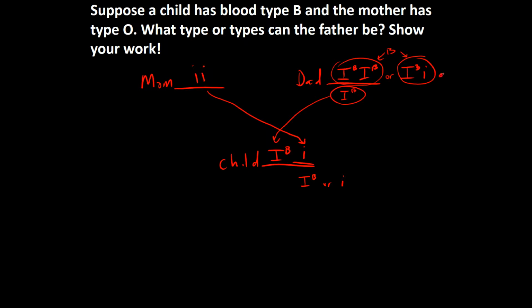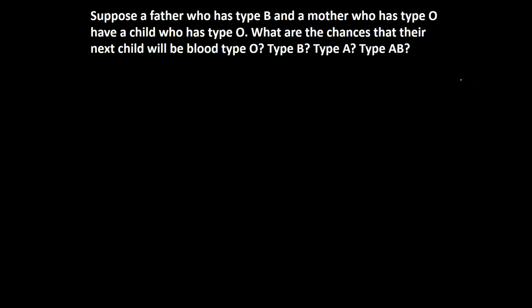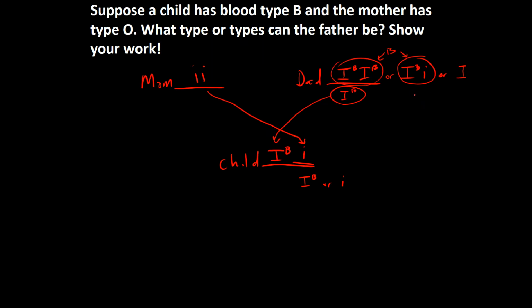However, there's one more that has a B in it. He could also be type O, which I wrote off to the side. Or he could be type AB, because that means he could still give this B to the kid. So those are the three options for dad. Okay, and that is your answer. That's also how you show your work. I want you to draw arrows to the kid from the parent.